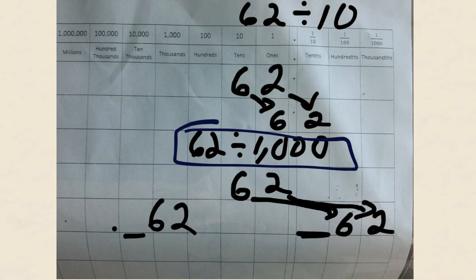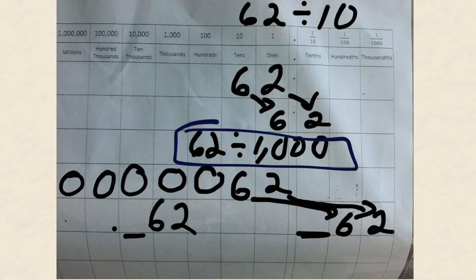Now, 62 has two ones, 6 tens, and 0 hundredths in it. It also has 0 thousands, and 0 10,000s, and 0 100,000s, and 0 millions, but those are not going to come into play right now. But I'm going to take this 0 hundredths, because remember, I'm shifting 3 places over, 1, 2, 3, and I'm going to have 0 tenths.